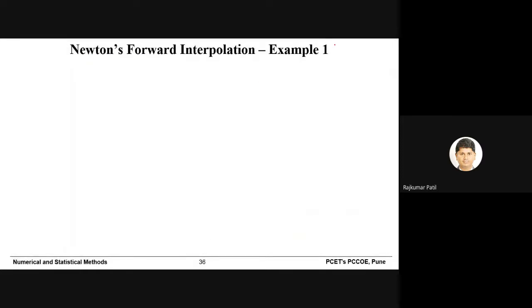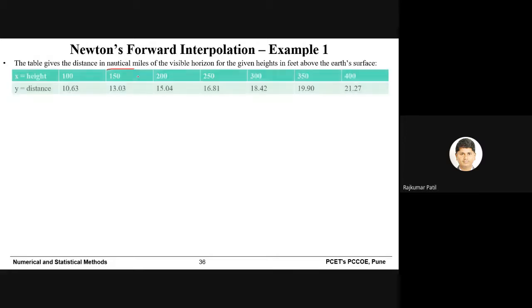Okay, then we will take one example. The table gives the distance in nautical miles of the visible horizon for the given heights in feet above the Earth's surface. And you can see in the table the data points are given. And you are asked to find the value of y when x is 160 feet.